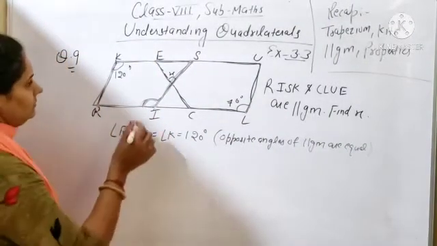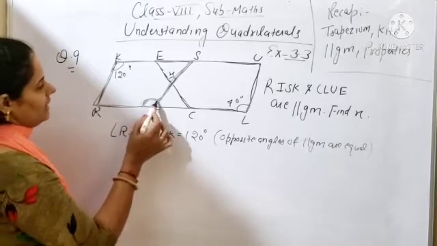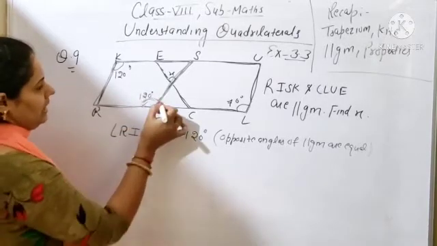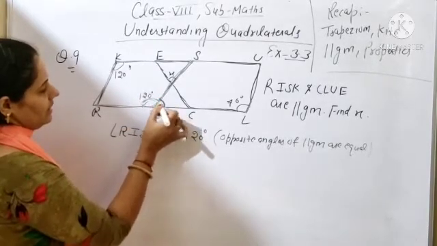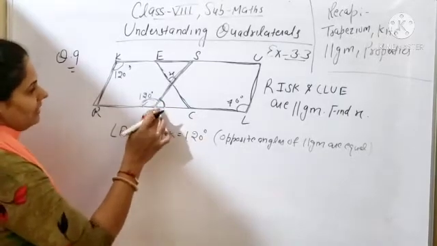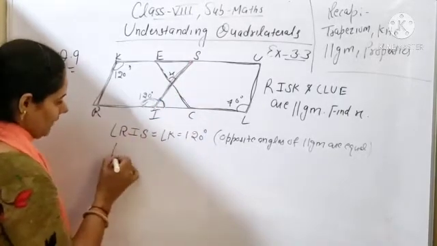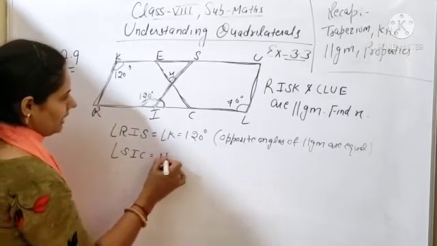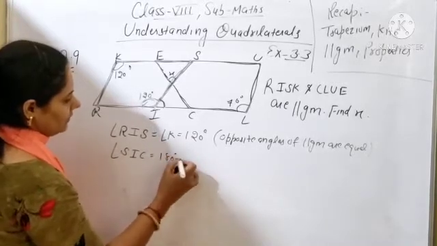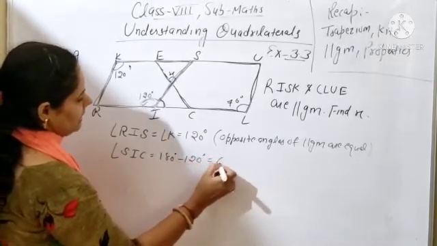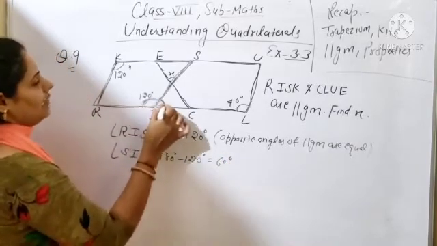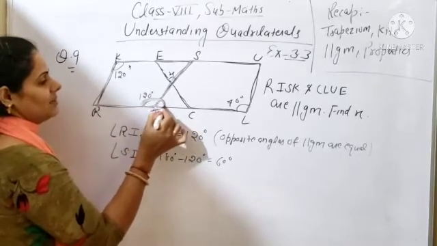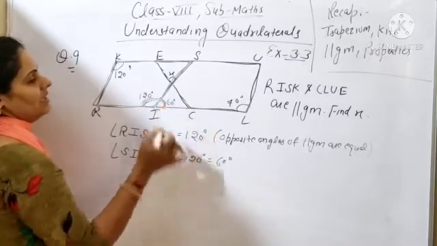Now second, this angle will be equal to this angle. Now if this angle is 120 degrees, what will be this interior angle? 180 minus 120. So beta, this interior angle, angle SIC, will be equal to 180 minus 120, so it will be 60 degrees, because the complete angle is a straight line angle, so it is 180 degrees and this one is 120 degrees. So what will be this, beta? 180 minus 120, so it will be 60 degrees.